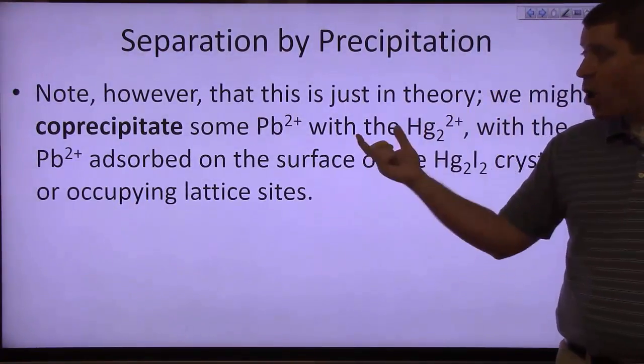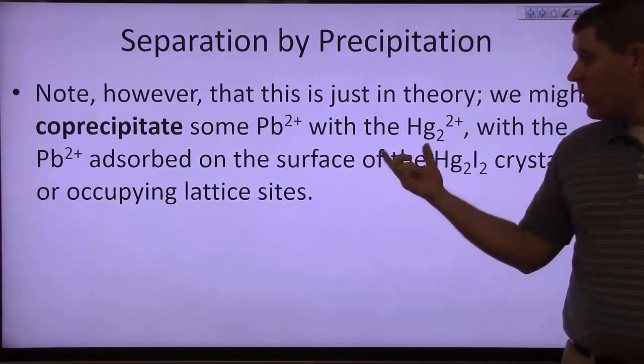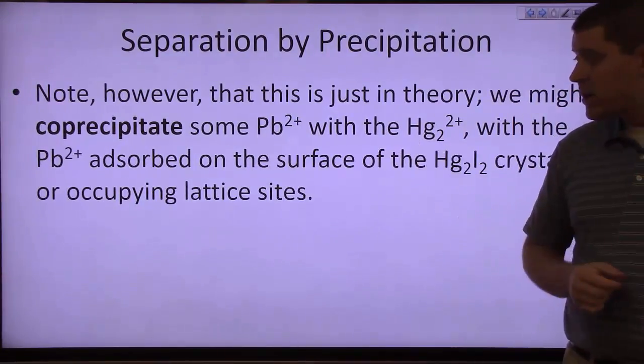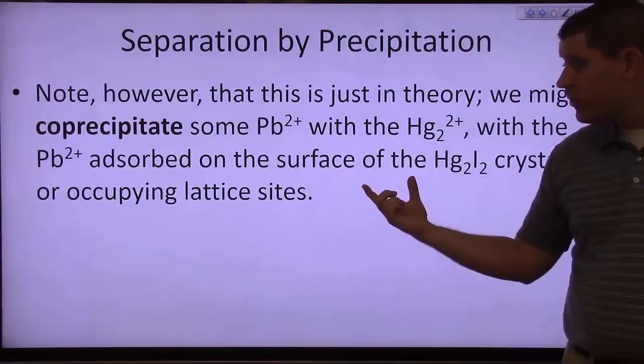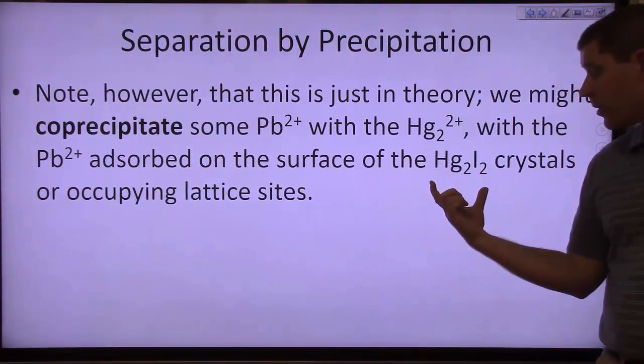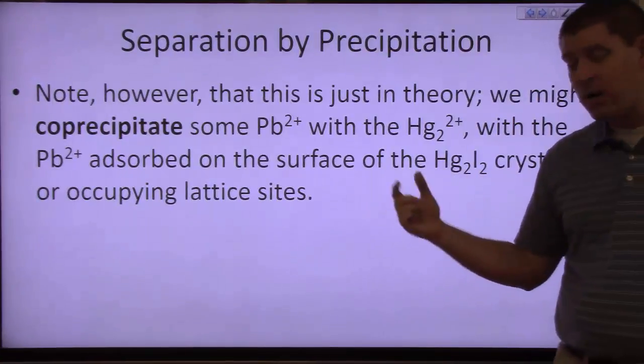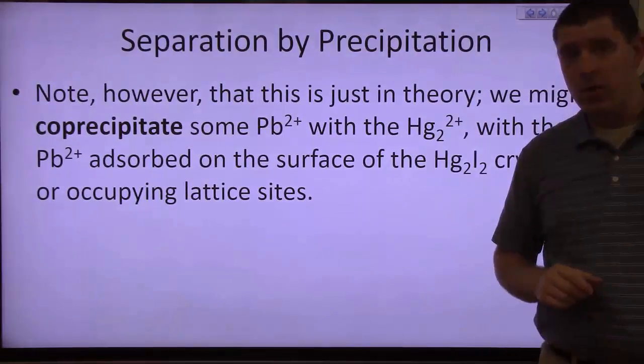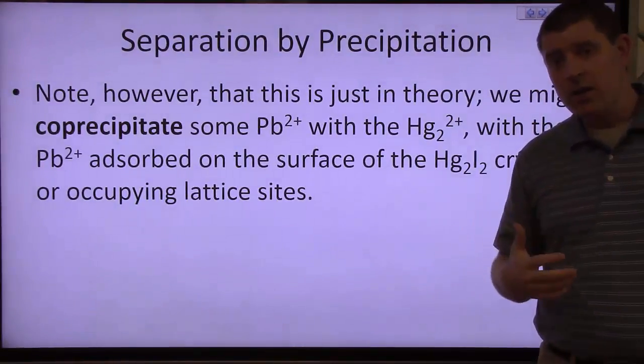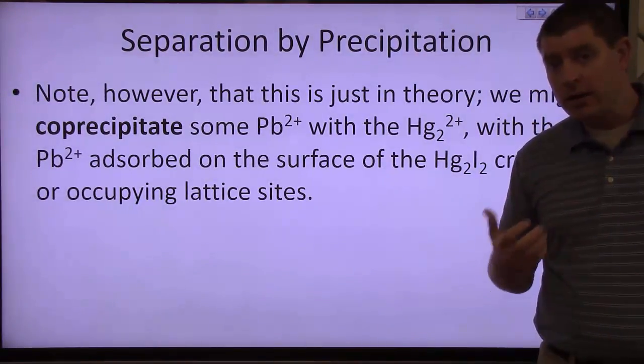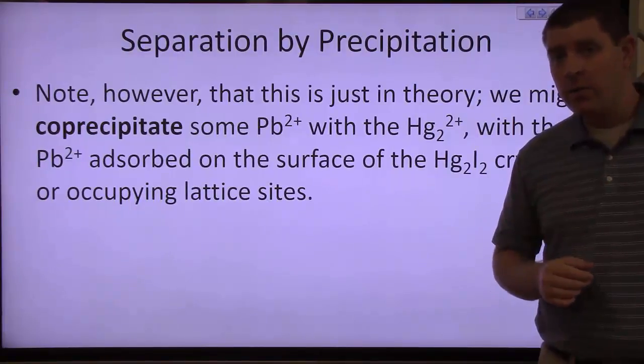We might co-precipitate some lead with the mercury, with the lead ions adsorbed on the surface of our mercury iodide crystals, or occupying some of the lattice sites. So the theory tells us one thing, the reality might be slightly different. We might get a little bit of lead that precipitates out.